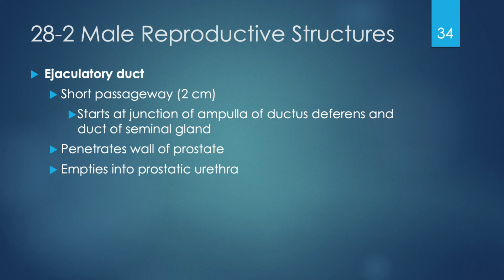The ductus deferens as well as the seminal vesicles are going to deposit their product into the ejaculatory duct, which is just a short little passageway about 2 centimeters long, and this is what penetrates the wall of the prostate. And so this is where the ejaculatory duct is where both the ductus deferens and the seminal vesicles or seminal glands can deposit their product into the prostatic urethra.